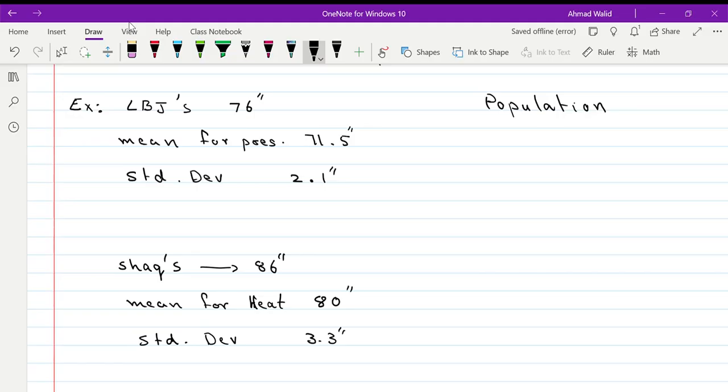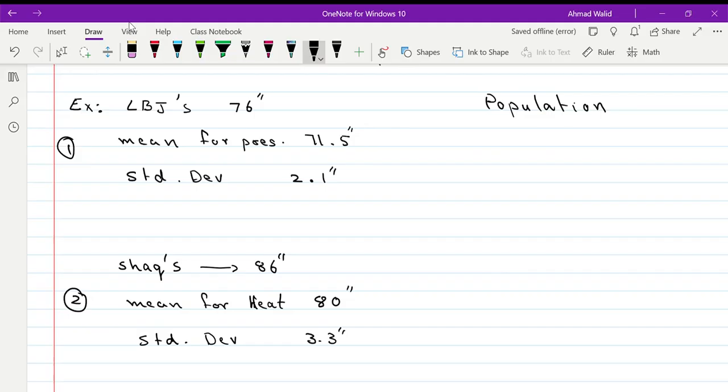Correct? Two different data sets. This is one of them, this is the other one. Here we are talking about President LBJ, and here we are talking about Shaq, who was playing for the Miami Heat. Correct? Two different sets of data.